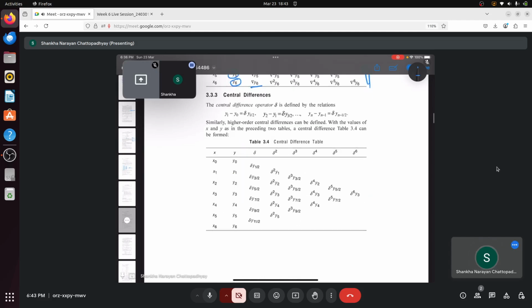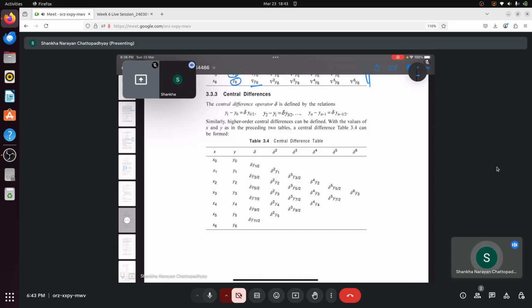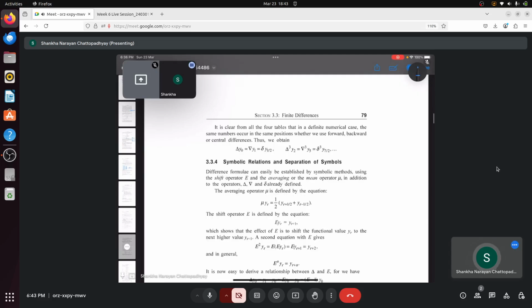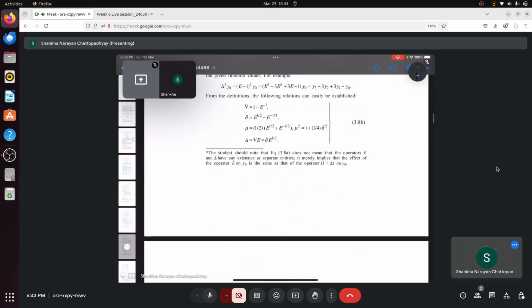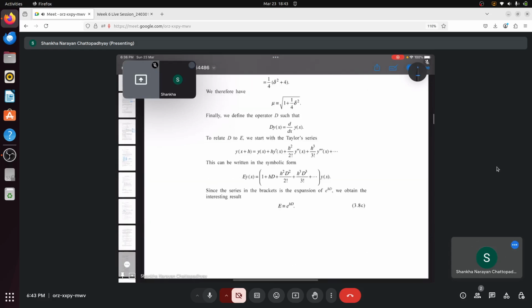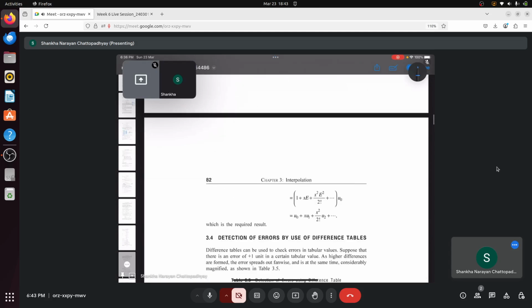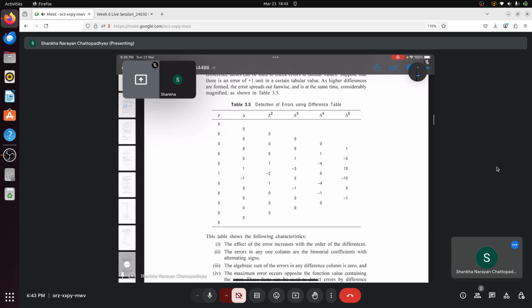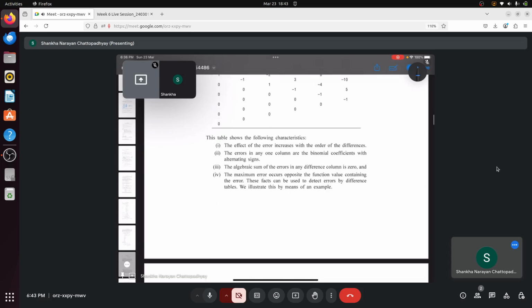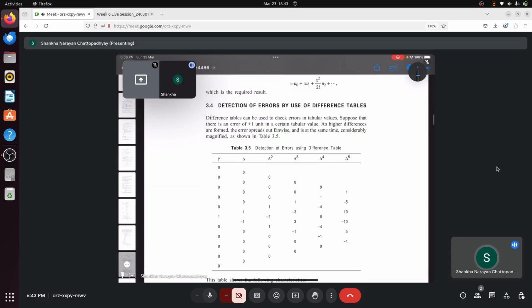Central difference is not necessary for us right now. Okay, we will just skip this, and please go through the S. S. Sastry book. It is impossible for me to discuss everything. I think I have uploaded this book on the NPTEL platform.